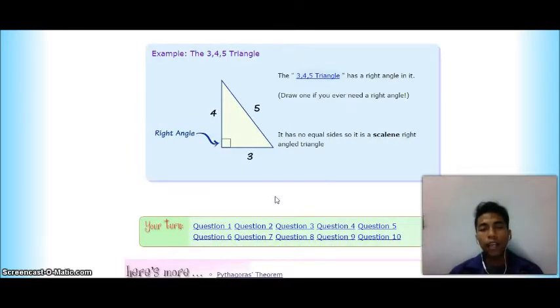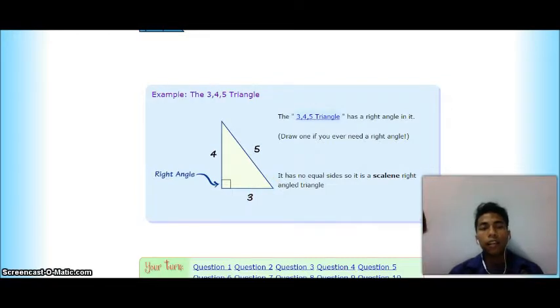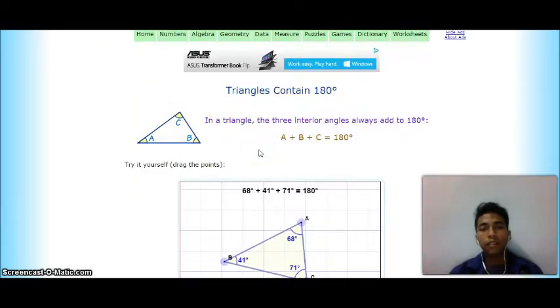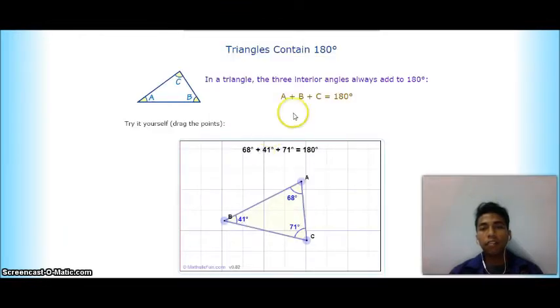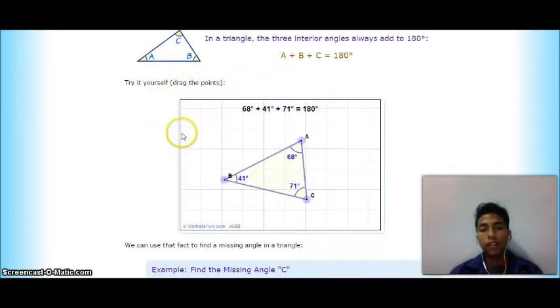Okay, next I will prove that the angles of a triangle add to 180 degrees. Basically, a triangle contains 180 degrees. In a triangle like this picture, the three interior angles always add to 180 degrees. A plus B plus C is equal to 180. For example, like this picture. Angle A is 68 degrees. Angle B is 41 degrees. Angle C is 71 degrees. When we add all of these angles, we get 180 degrees.